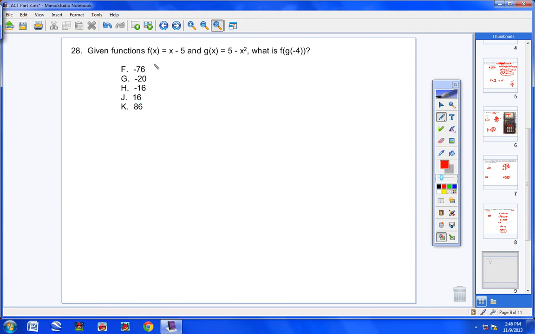Okay, given function f of x equals x minus 5, and g of x, that's how you say that, by the way, it's f of x, and g of x equals 5 minus x squared. What is f of g of 4? That's how you say that. F of g of 4. Okay? That's how you say that.